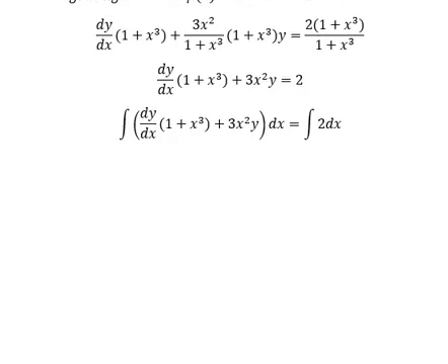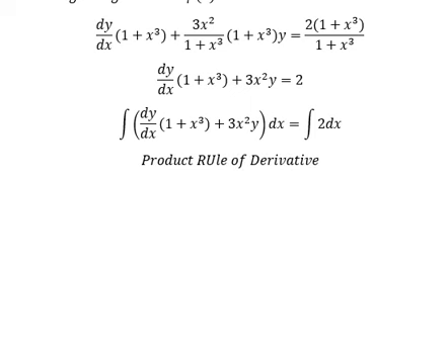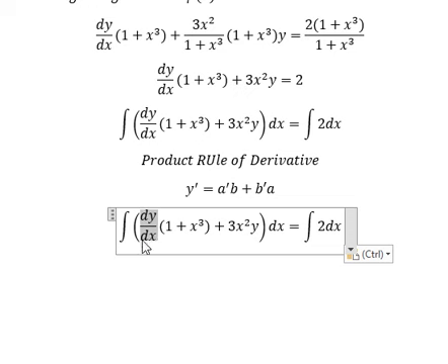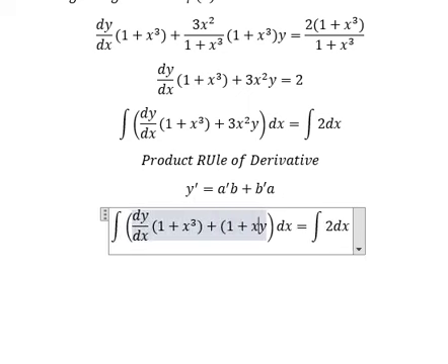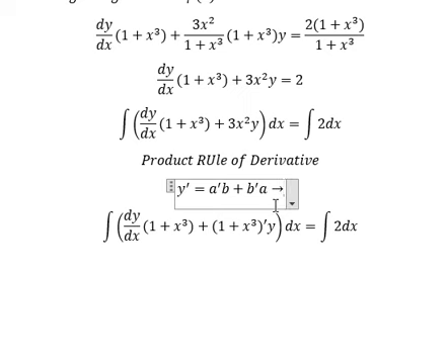Next, we can use the product rule of the derivative. So we have the first derivative of y equals the first derivative of a multiplied by b plus the first derivative of b multiplied by a. So we have the first derivative of a multiplied by b. This one is the first derivative of b multiplied by a. So the integration of this one, we have y equals ab.